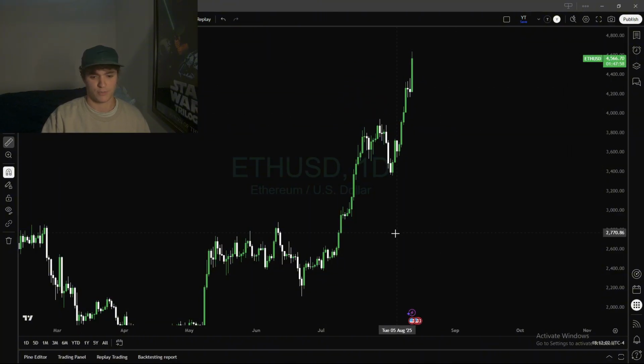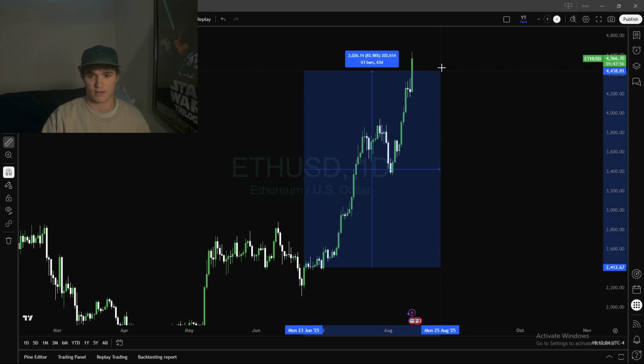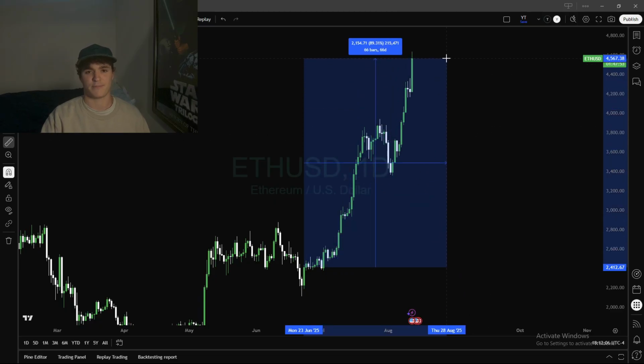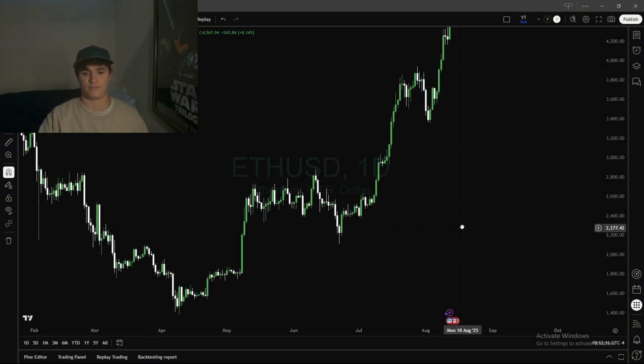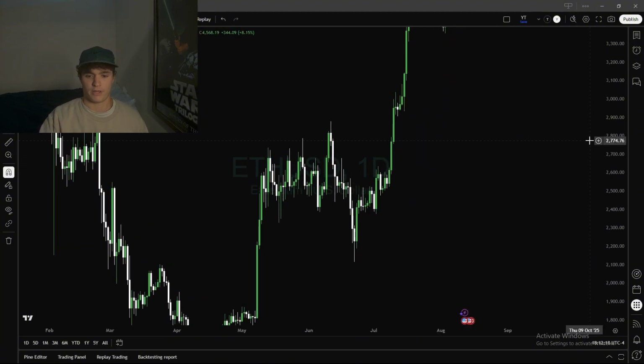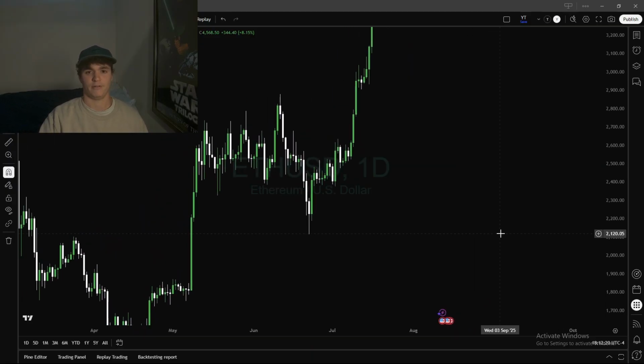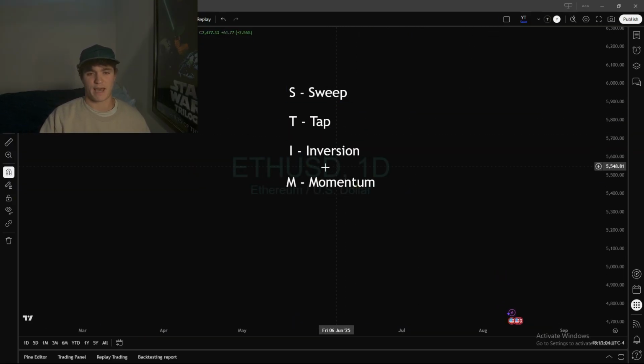And if you do the measured move to see how far we've run up since that call, we've run up almost 90% on Ethereum. So why exactly did I say that Ethereum was going to make a good run? Well, it all starts with my STIM model. STIM stands for Sweep, Tap, Inversion, Momentum.